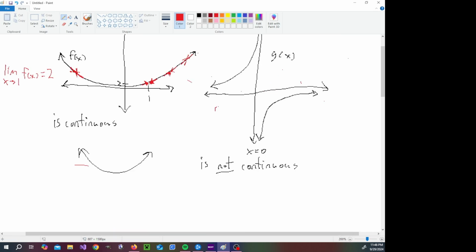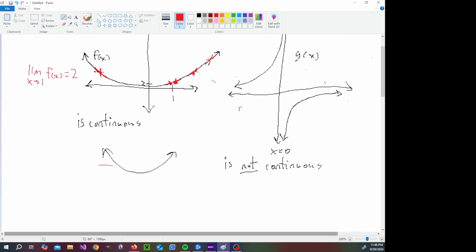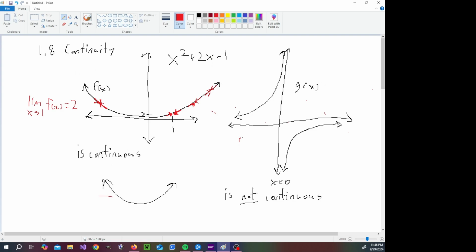Well, that is because the parabola is the calculus definition of continuous. And that idea, if I can erase this, we consider to be continuous at particular values.